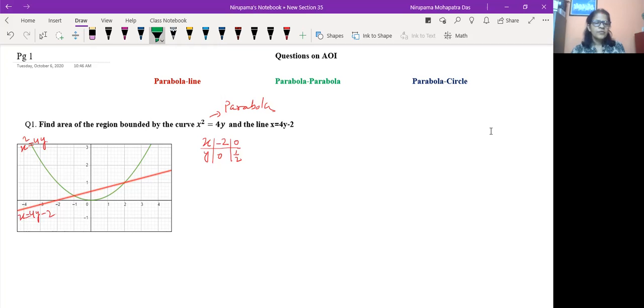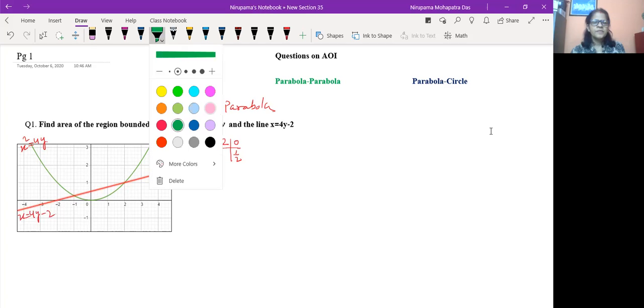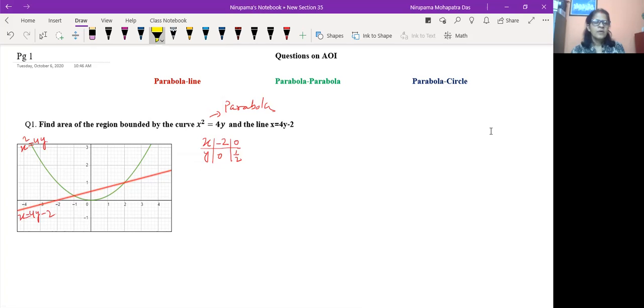Now let me take a good color for the sketch. I am just taking yellow color. This is the region we need, the region whose area we want to find. Now the third step is finding the limits.